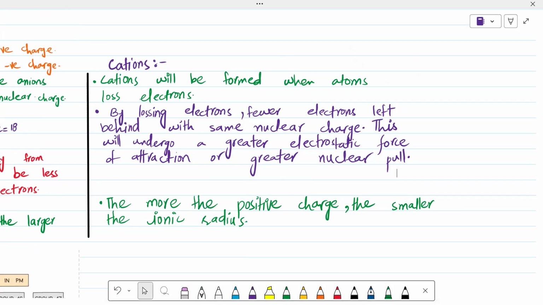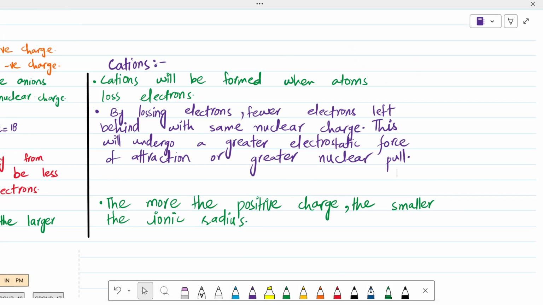And for example, let's take the example of sodium. This is a general example. You have sodium, that is sodium with Z of 11 and A of 23. Let me confirm this. Yes, 11 and 23. It has lost an electron. Sodium plus, one electron is lost.